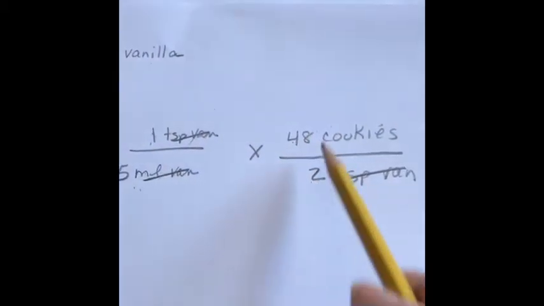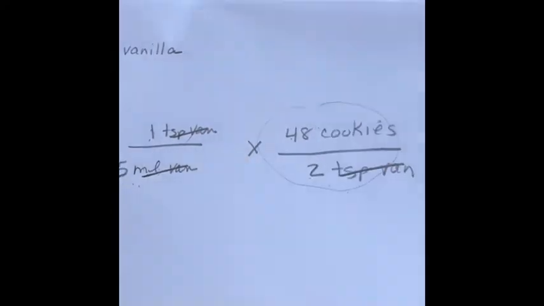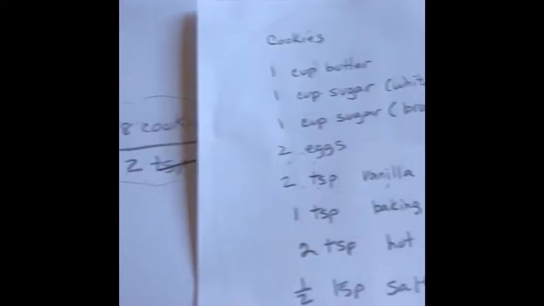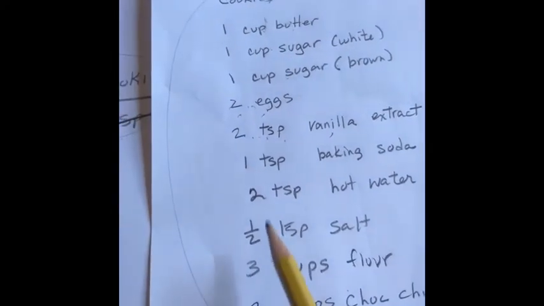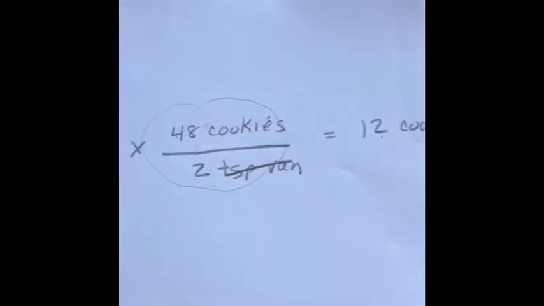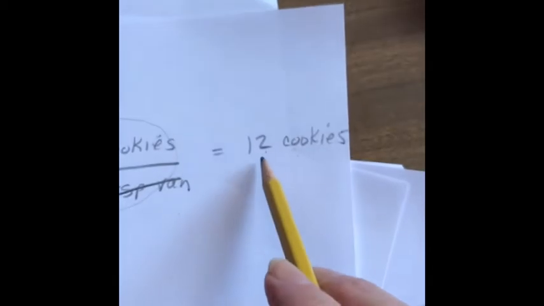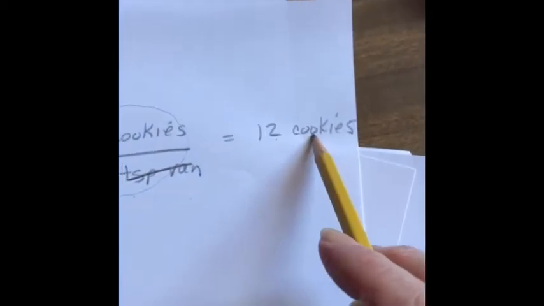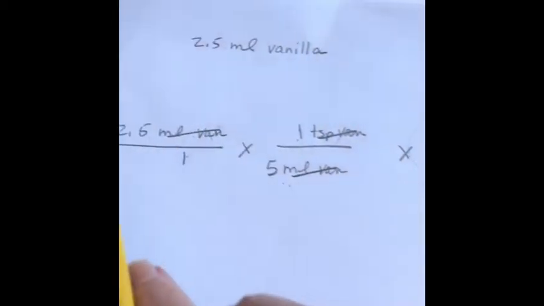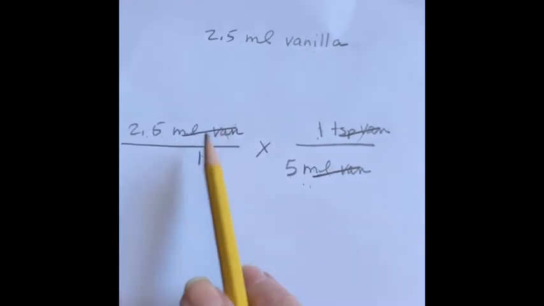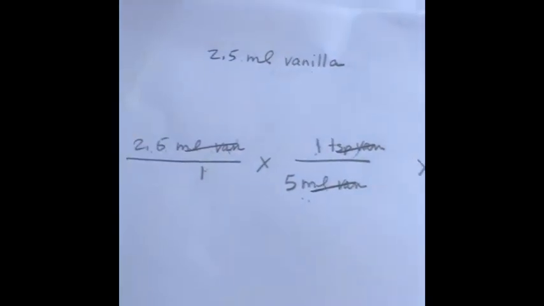So you're not going to actually need to do the math, but you can at that point say, okay, in my recipe, I have this ratio. So there's like 2 teaspoons for 48 cookies. And when I do the math, that tells me I can make 12 cookies with 2.5 milliliters of vanilla. This is exactly what we're doing in stoichiometry.